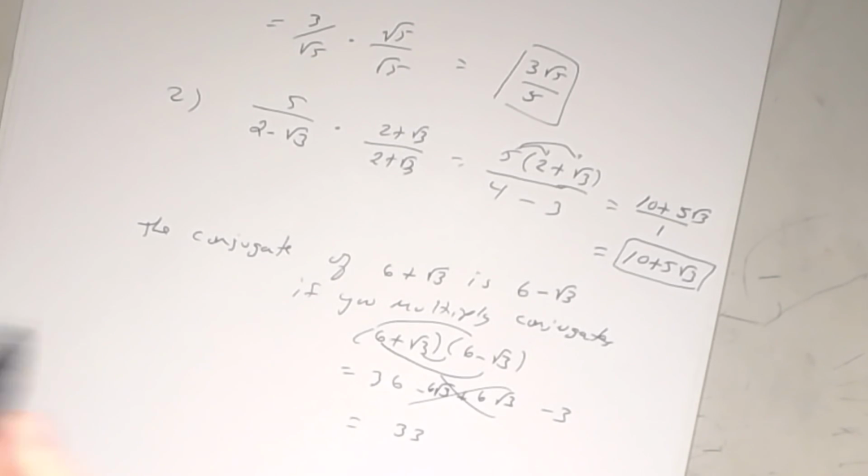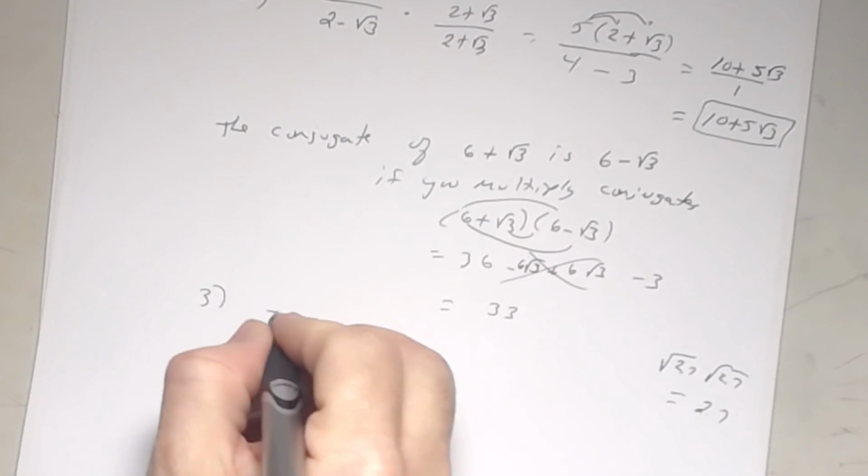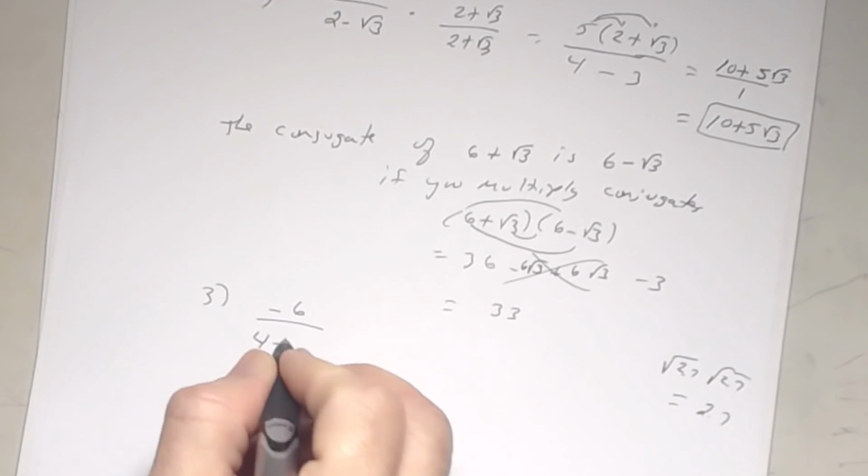Now let's do another one. Number 3. Okay, this time, suppose we had negative 6 divided by 4 plus the square root of 7. Negative 6 divided by 4 plus the square root of 7. And the direction will say rationalize the denominator. So you want your denominator to be a rational number.